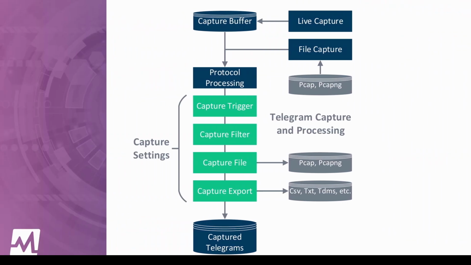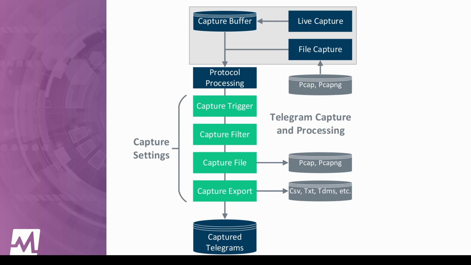Every captured telegram goes through what we call the capture chain, and we'll go through the steps and explain what they do. Now, if you perform a live capture, telegrams are stored in a capture buffer, and if the interface you selected produces them at a high rate, the capture buffer can overflow, though there are settings to optimize and mitigate this, but they're discussed in a different video.